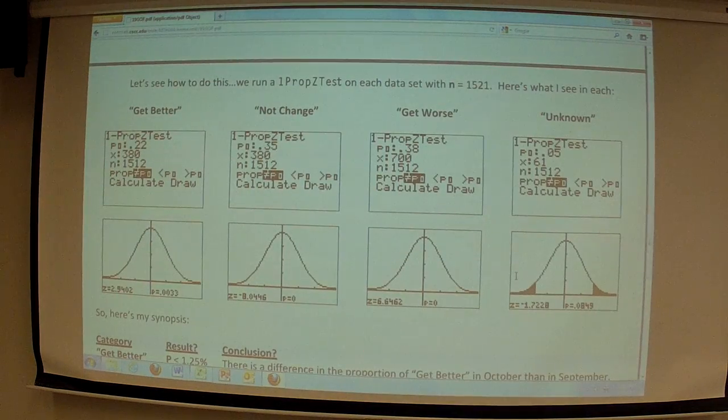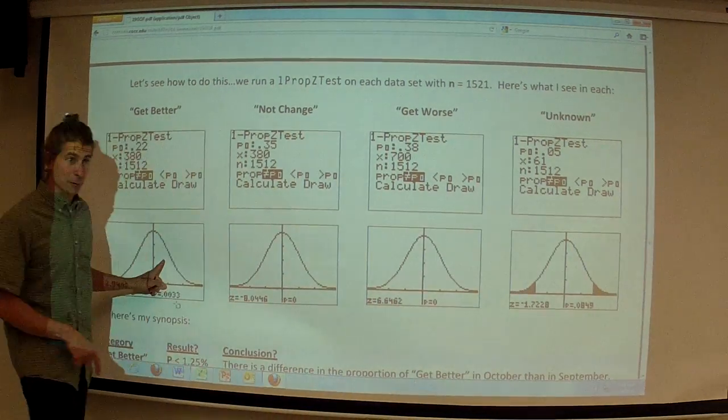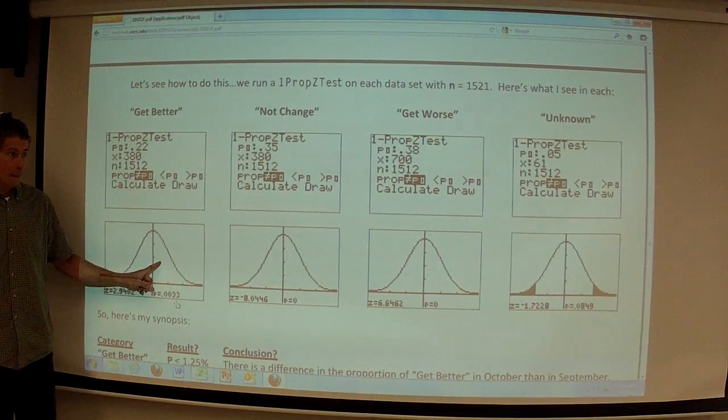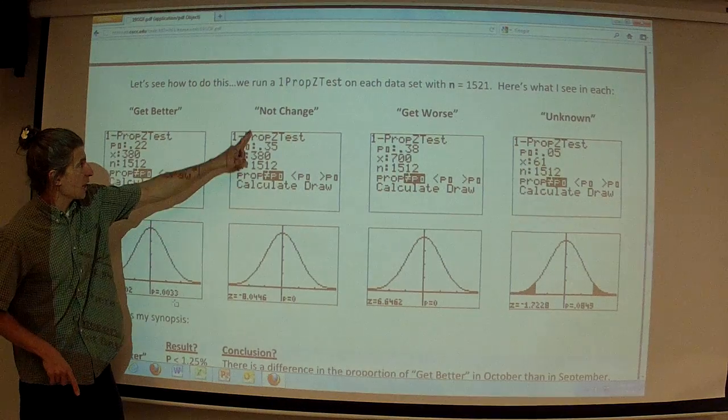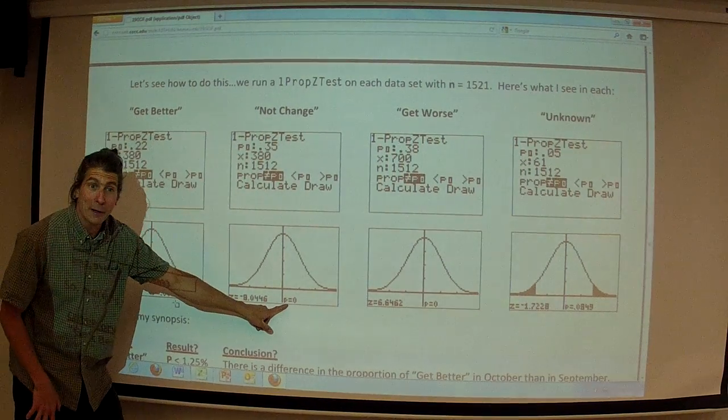Here are the results of testing all four of them individually. Get better came in at a p-value of 0.0033. Is that less than 0.0125? Yes. So something changed there. We'll come back to that. So we know that one's different than it was before. How about this guy here? This is not a change. Came in at a p-value of 0.